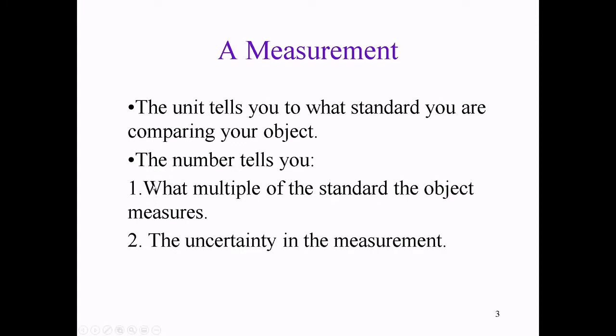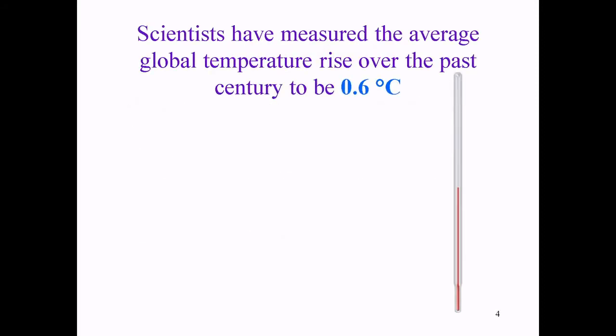The number tells you two different things. It's going to tell you what multiple of the standard the object measures, okay? So how many of whatever thing you're comparing it to you have. And then it's also going to tell you something about the uncertainty of the measurement. We'll talk a little bit more about how it manages to do that. But let's start off by looking at an example.